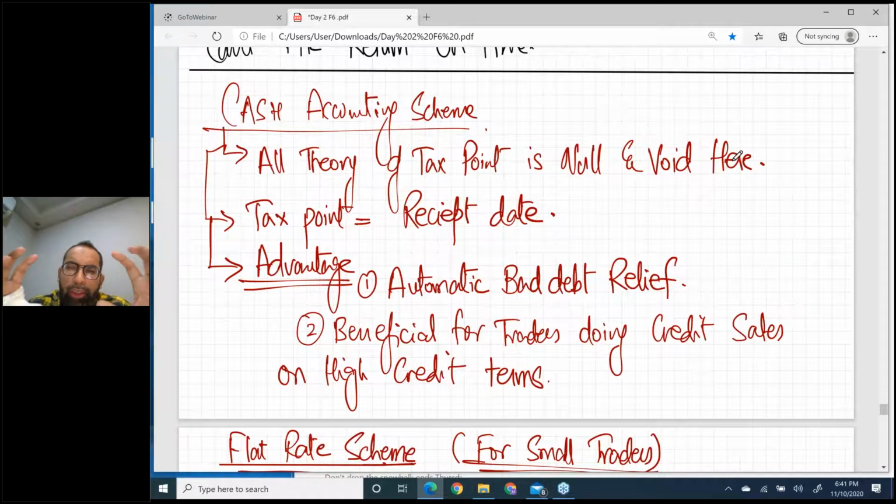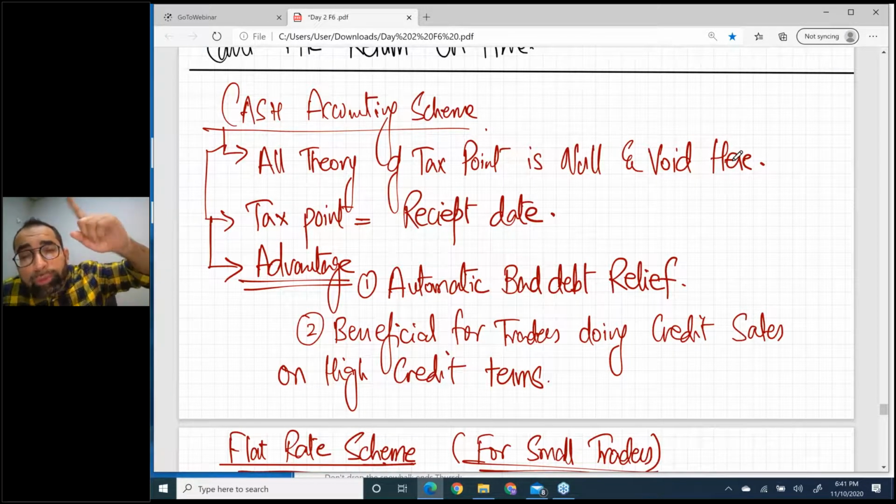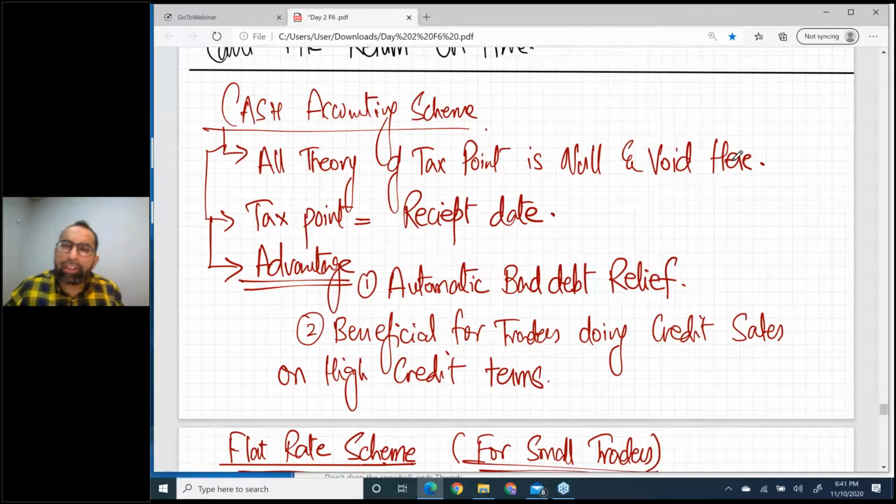In very short, I am explaining you in very short. Listen. If you come to cash accounting scheme, all theory of tax point becomes null and void. I taught you the theory of tax point, the invoice date, the BTP, everything becomes null and void. Forget it. If you apply cash accounting scheme, your tax point becomes your receipt date.